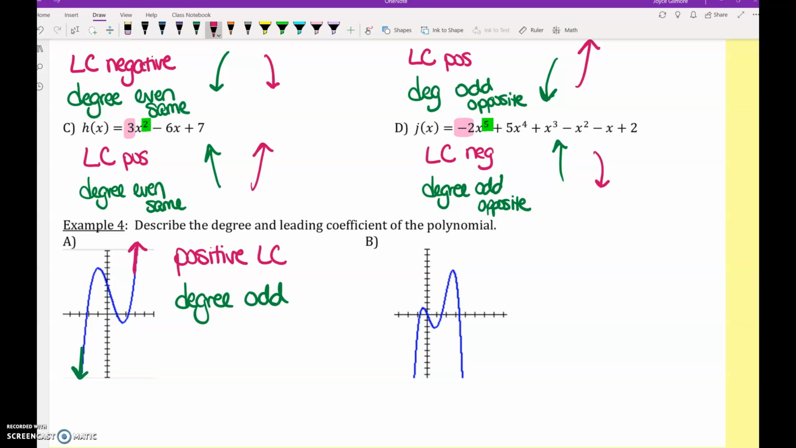How about B? Negative leading coefficient and even degree. Even, same, so the degree is even. You could also take this graph and then have a list of possible polynomials, and you could match this graph to the polynomial by looking for the one that starts with a negative number and has an even number as the largest exponent.